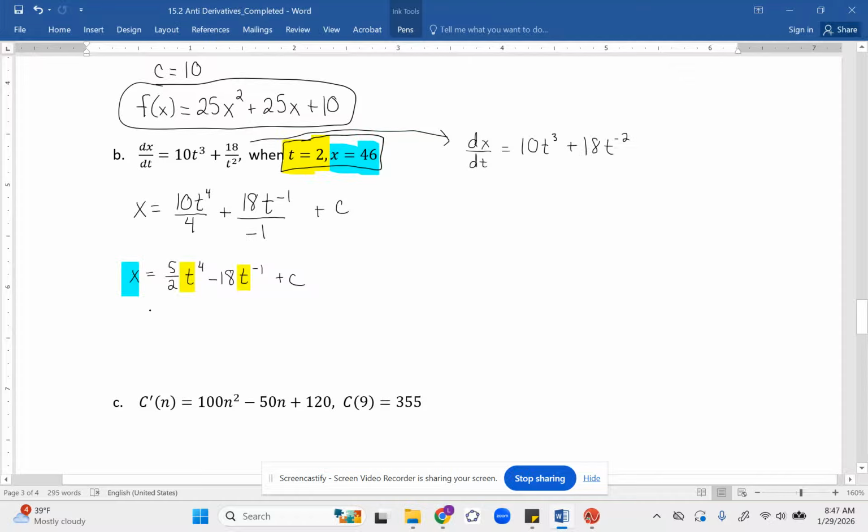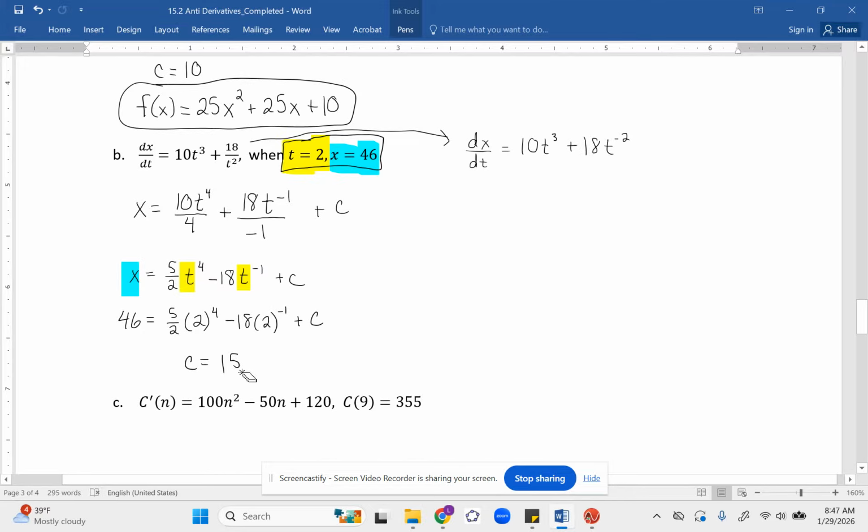So I would always write this first. Don't just go to your calculator, because you usually get a mark for showing this step, showing that you knew to substitute this in. So you have 2 to the 4th power minus 18 times 2 to the negative 1 plus c. You can solve this in your calculator, and when you solve this, you should end up with c equal to 15. Nice work.